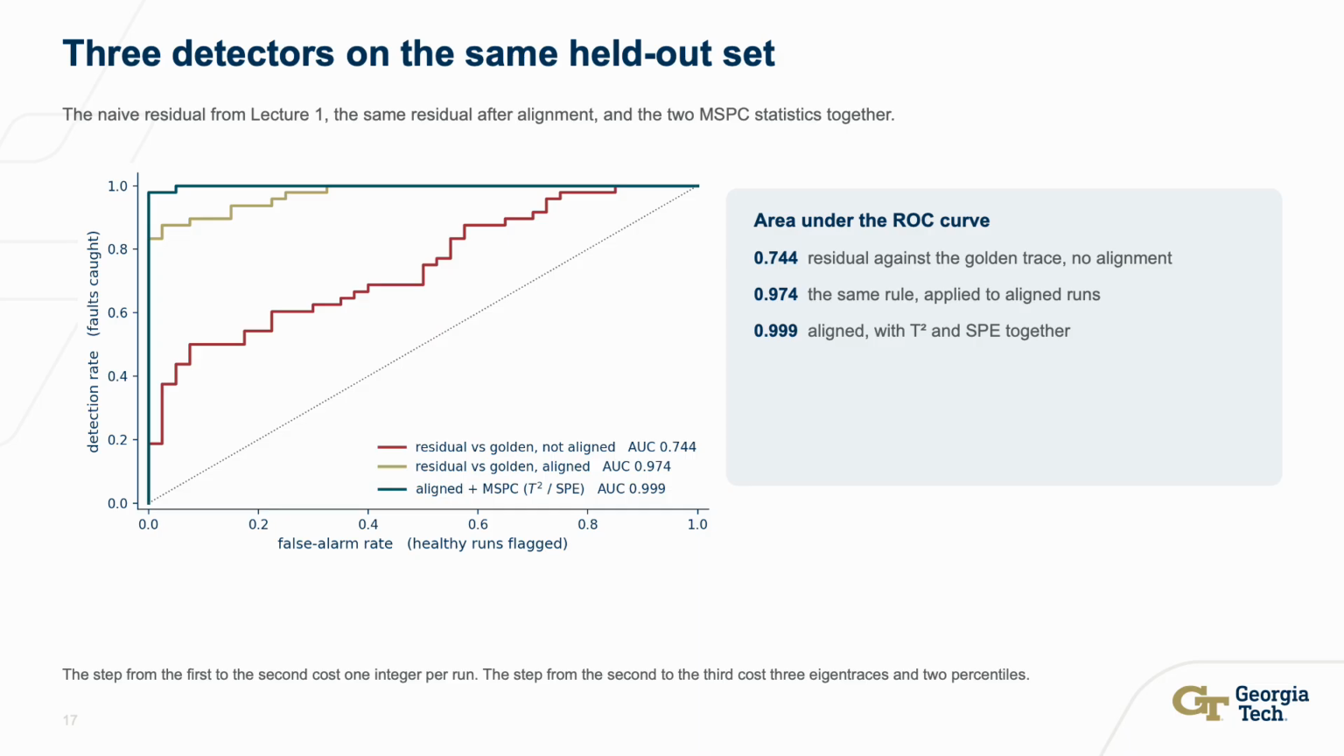No residual against the golden trace with no alignment. Area 0.74. Not much better than a coin. Same rule applied to aligned runs, 0.97. Aligned with T² and SPE together, 0.999. Notice the cost of each step. The first improvement from 0.68 to 0.98 cost 1 integer per run. No training, no tuning. The second improvement cost 3 eigentraces and 2 percentiles. Neither of those is a big model.